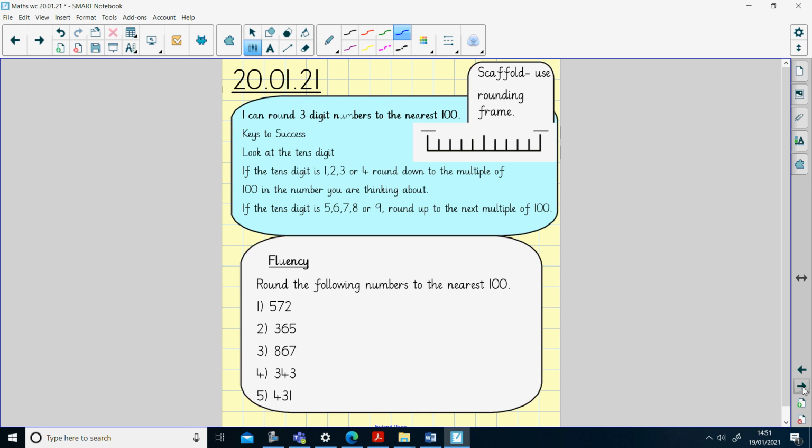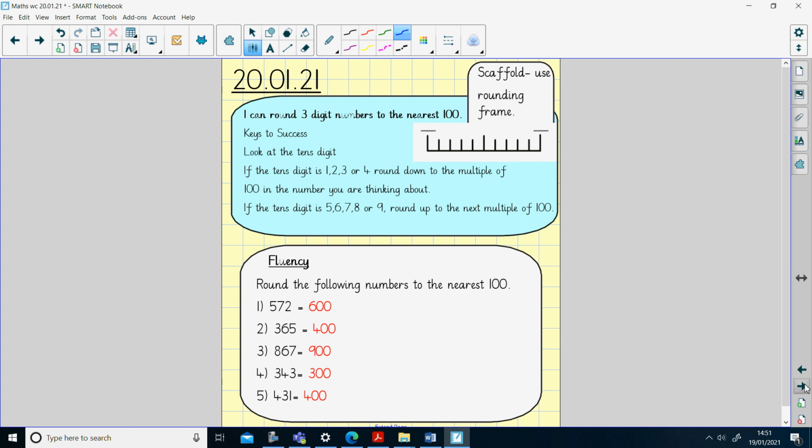Okay, here's some fluency for you to have a go at. So if you need those rounding frames, just like yesterday, so this first one here, we're thinking about 500 or 600. And where would that 572 go on that frame? So pause the video, have a go at each of those questions and then come back to me when you're done.